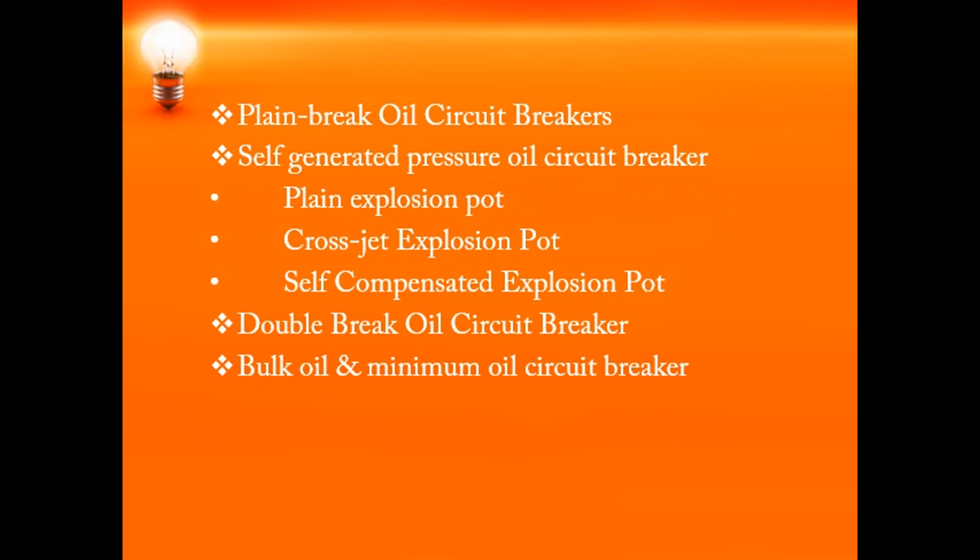The first one is a plain break oil circuit breaker. The second one is a self-generated pressure oil circuit breaker. The self-generated pressure oil circuit breakers are further of three types based on the construction: plain explosion pot, cross-jet explosion pot, and self-compensated explosion pot. The next type available is the double break type oil circuit breaker, and the last one is bulk oil and minimum oil circuit breakers. Now let us see each one of these oil circuit breakers in detail.